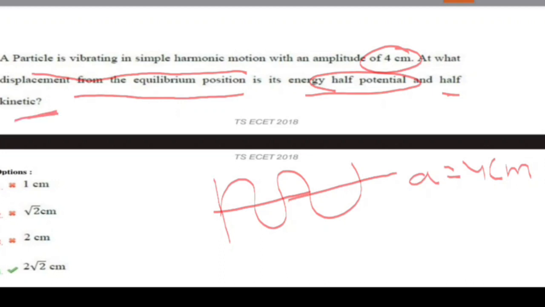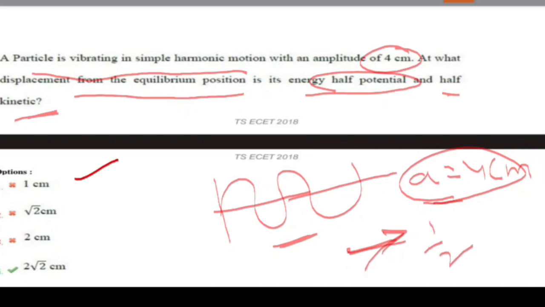He is asking that when a particle is moving in simple harmonic motion with an amplitude of 4 centimeters, at what displacement from the equilibrium position will its potential energy and kinetic energy be equal? Let's see the options: 1 centimeter, root 2 centimeters, root 2 centimeters, 2 root 2 centimeters. Let's see the answer.